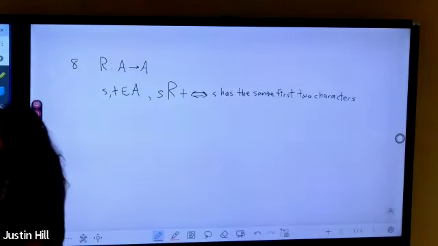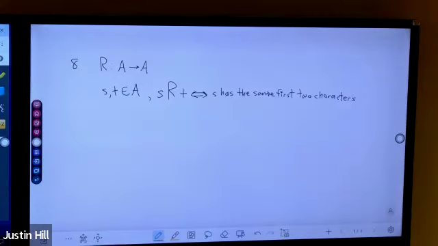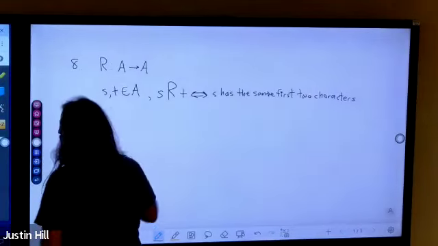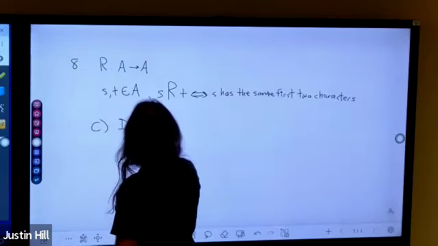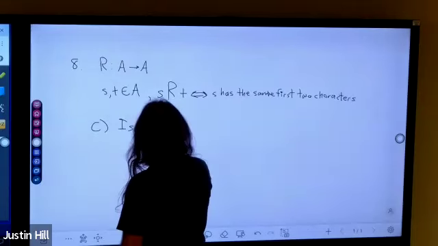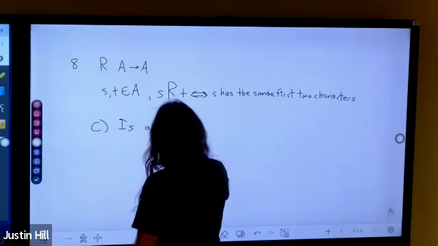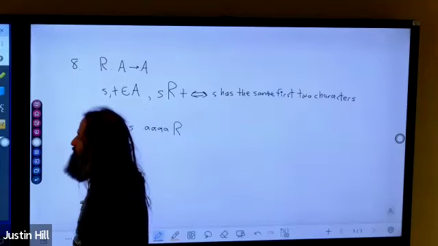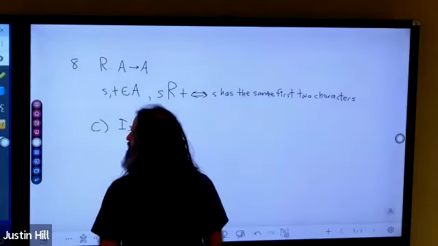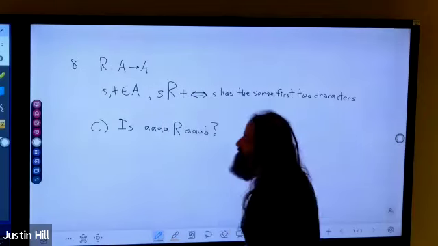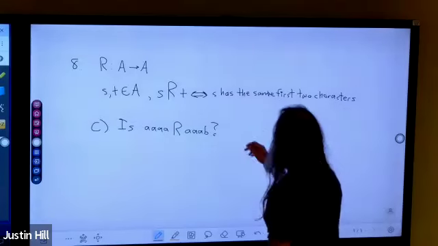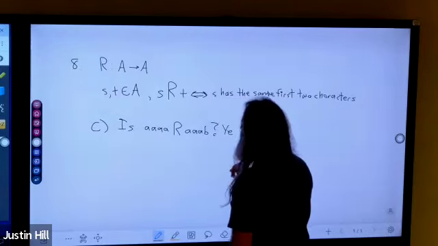The questions I gave you on this one, I gave you just C and D. So is A related to B? And what's the answer there? Yes. They both have double A to begin with, so we're good.